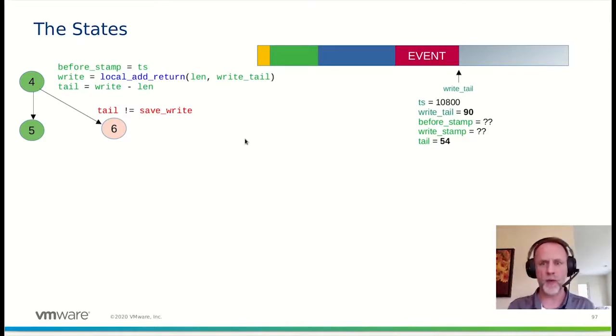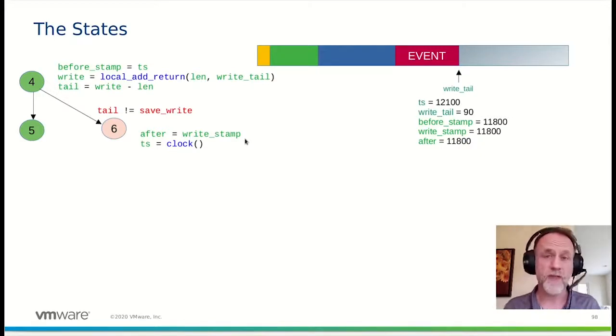We detect this by, remember, our tail, which is really the beginning of our event, does not match the end of the buffer that we read in the beginning. That means something slipped in. What do we do here? Well, this gets a little more complicated. So right now, we can't trust any timestamps. Even the timestamp we read, we can't trust because we don't know if it came in before or after we recorded this, and we don't want time to go backwards. So what do we do? We reread the write stamp, and we reread our clock.